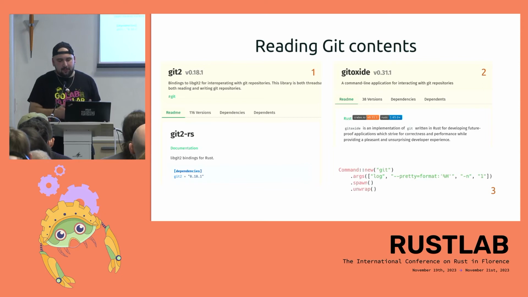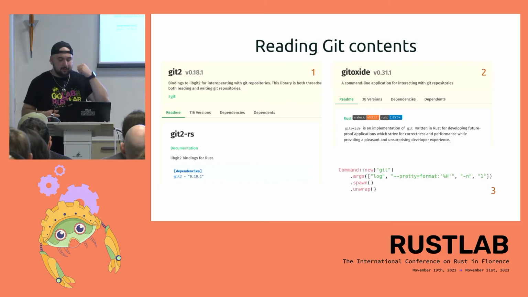Second one is Gitoxide. Gitoxide is the pure Rust implementation of Git, and it sounds like a better option, right? It's actually the best option, but at the time I was writing Git-Cliff and I was dealing with Git stuff, Gitoxide was not feature complete, so I just needed to go with Git2.